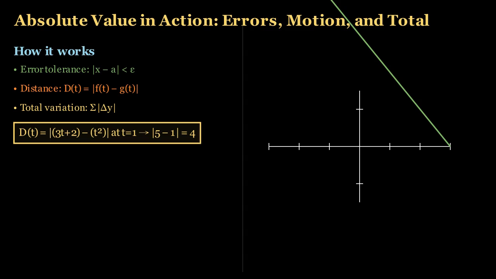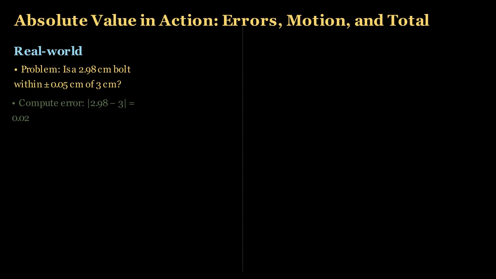Notice that if the bolt were 3.06, the error would be 0.06, which is greater than 0.05, so it would be rejected. This method works for any measurement: just take the absolute difference from the target and compare to the tolerance. The whole idea is that absolute value turns any difference into a simple, positive distance, letting us apply a single clear rule to every case.